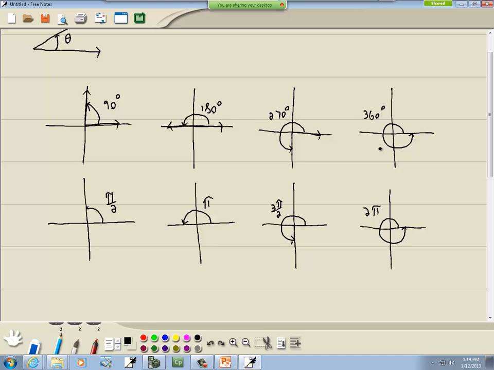Now, how do you decide what you're working with? Well, if it's got a little degree mark like that, you're in degrees. If it doesn't have it, it's in radians. Now, it doesn't have to have a pi on it. If I had 90 down here, if I didn't put that little degree mark, then it would be in radians.